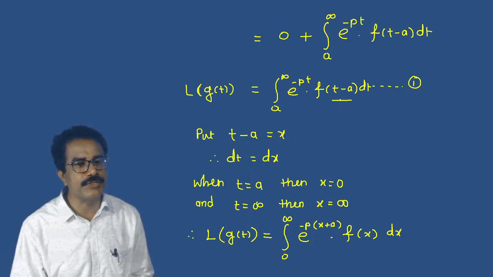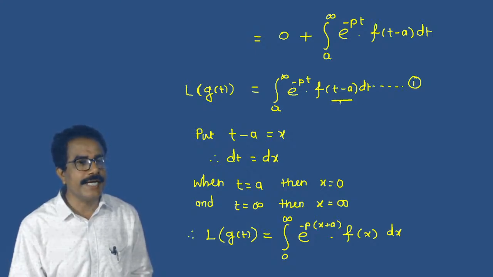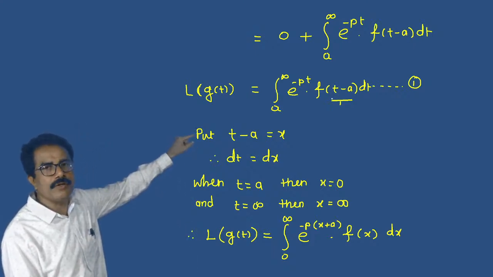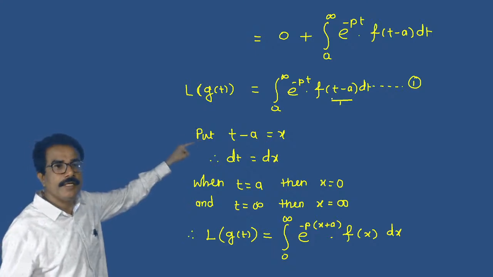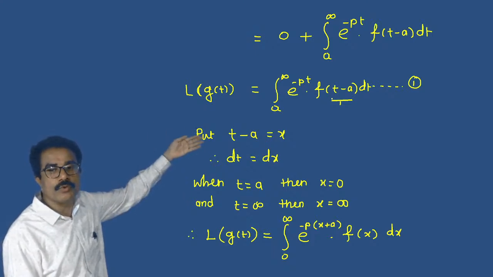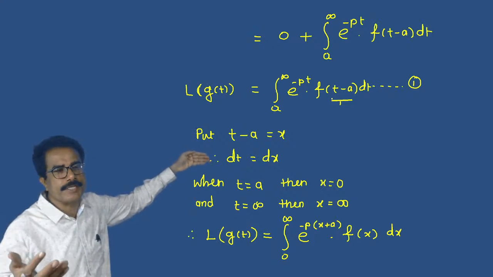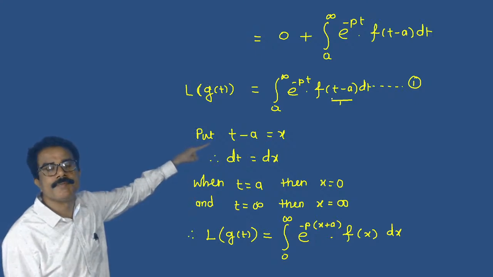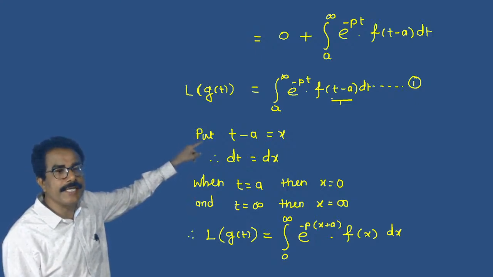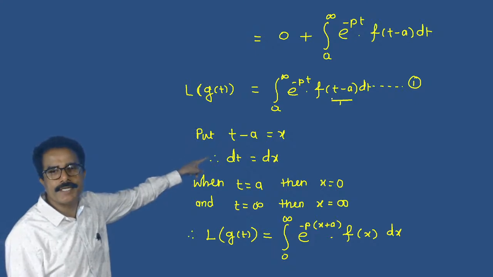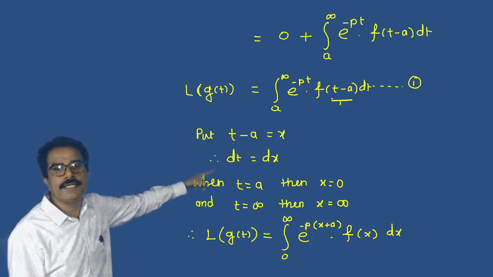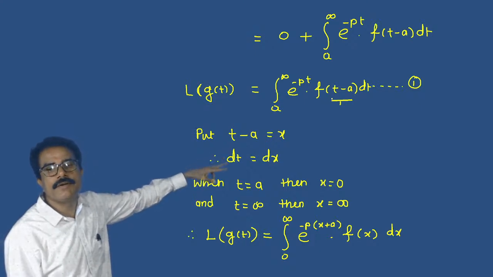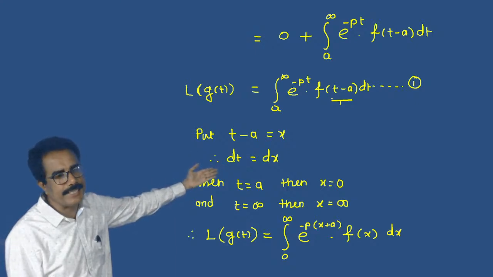Now we shall replace this variable. We can write t minus a as x. Our aim is to find the solution of this definite integral, and we have to convert this solution into the standard Laplace transformation of f of t or f of x. So we replace the variable in the function: put t minus a is equal to x. Then the derivative of t is dt, the derivative of minus a is 0, and the derivative of x with respect to x is dx.